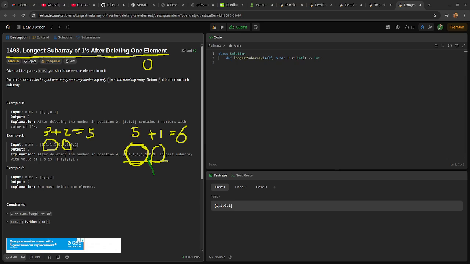Once we reach the second 0, we get the subarray with length of 2. So we may resolve this problem by going through the array and calculating the length once we see any 0.